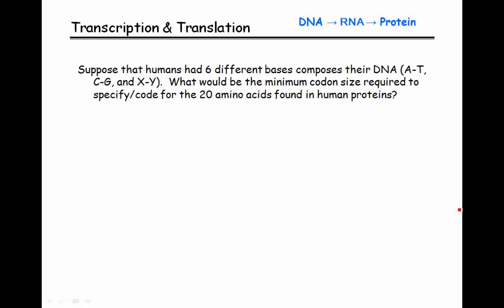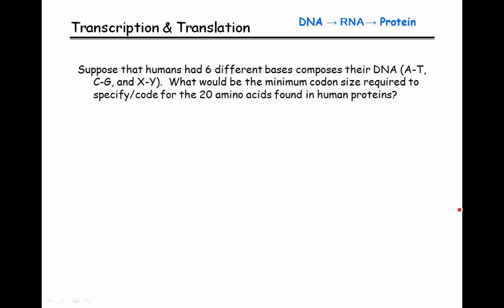If we look at this question, suppose that hypothetically humans had 6 different bases that composed their DNA. We have A, T, C, and G, and now we're throwing in an X and a Y as well. We want to know what would be the minimum codon size required to specify or code for the 20 amino acids found in human proteins.